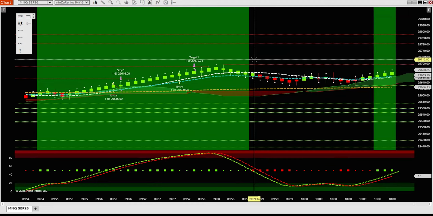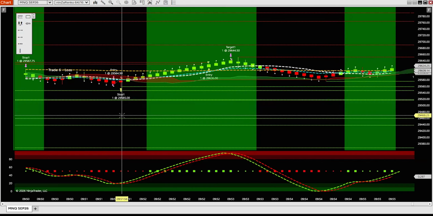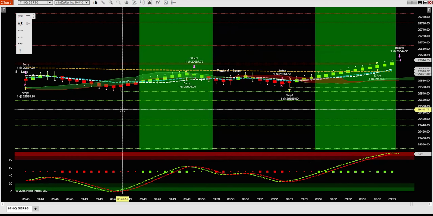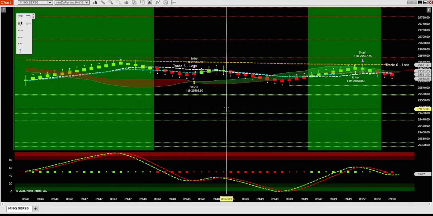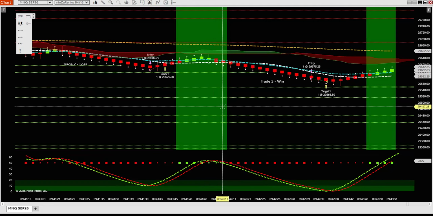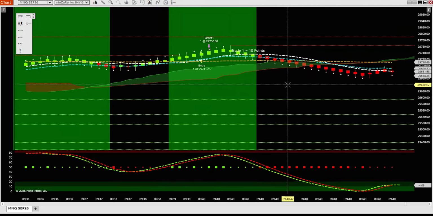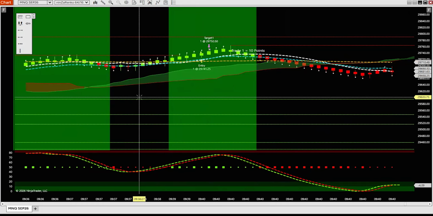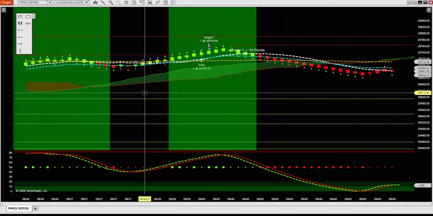We have a stop and we have a target. We have a stop and a target. Another stop there, another stop there, target. There's a target. There's a stop. There's a target. That was trade 1. Okay. So 14 stop losses, 12 gains.